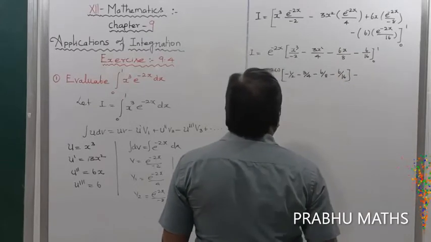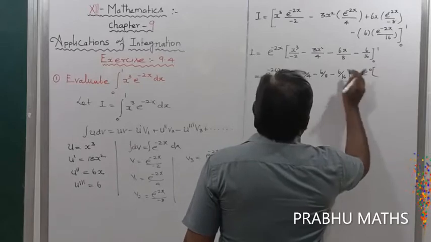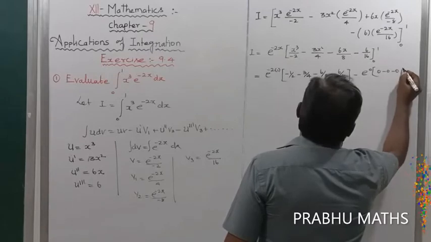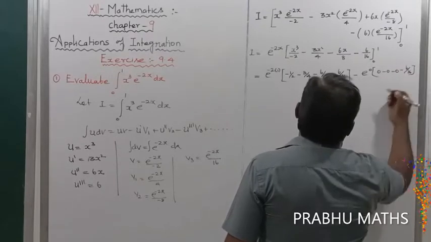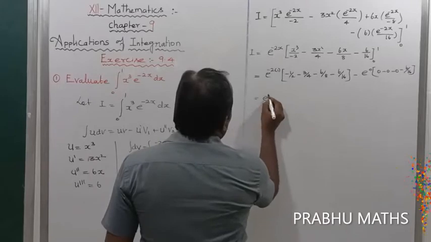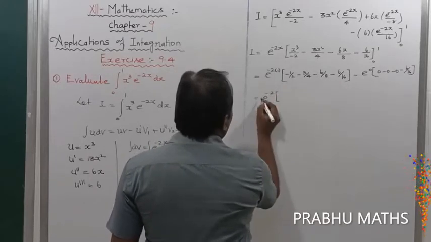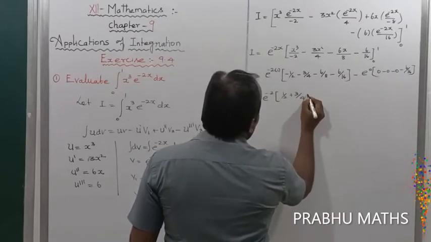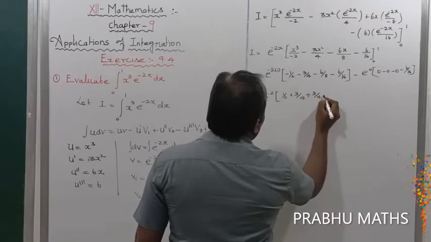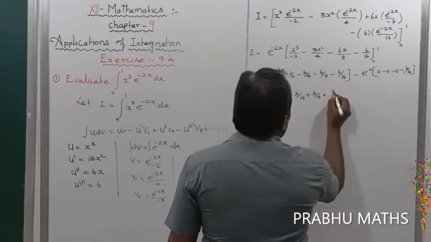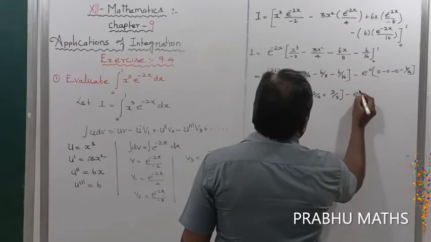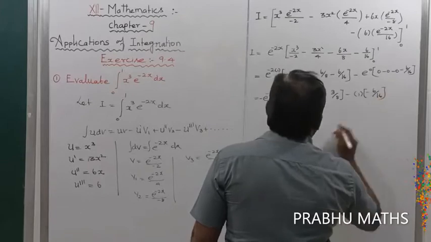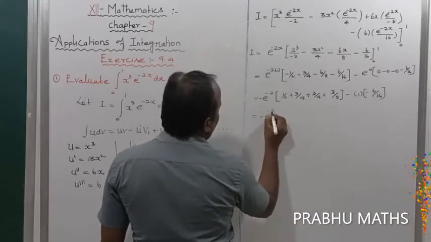Next, minus the lower limit value. With e power 0, the first, second and third terms are 0, so 0 minus 0 minus 0 minus 6 divided by 16. So this is equal to e power minus 2 into the common value, minus 1 by 2 plus 3 by 4 plus 3 by 8, next minus e power 0, which is 1, minus 6 by 16.